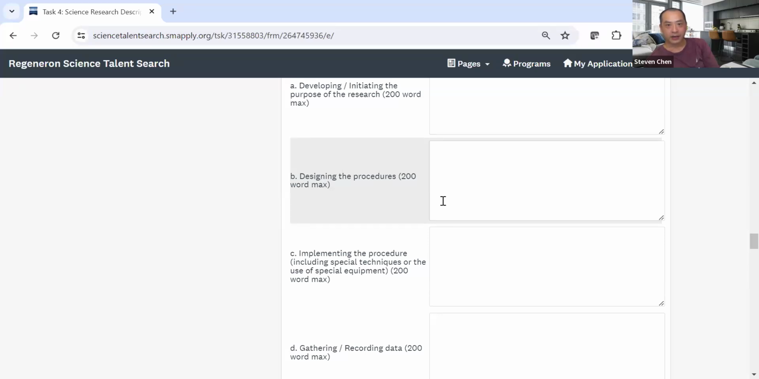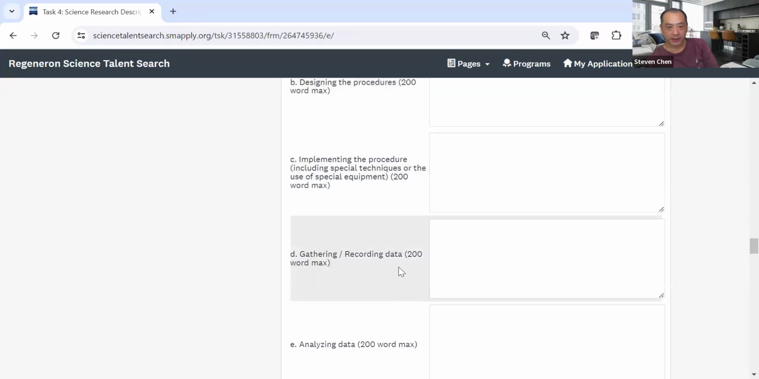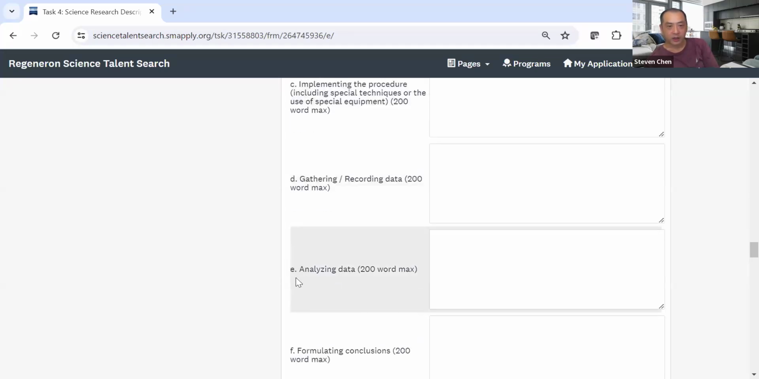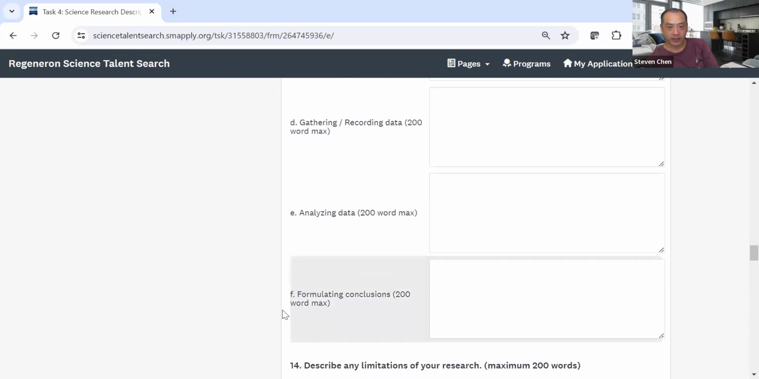But you will need to also explain, for the whole procedure, which components were purely developed by me. And who implemented, who gathered and recorded data, who analyzed the data, who formulated the conclusions. So the thing is, if this is a collaborative project, it's not always the case that you made significant contributions in all these dimensions.